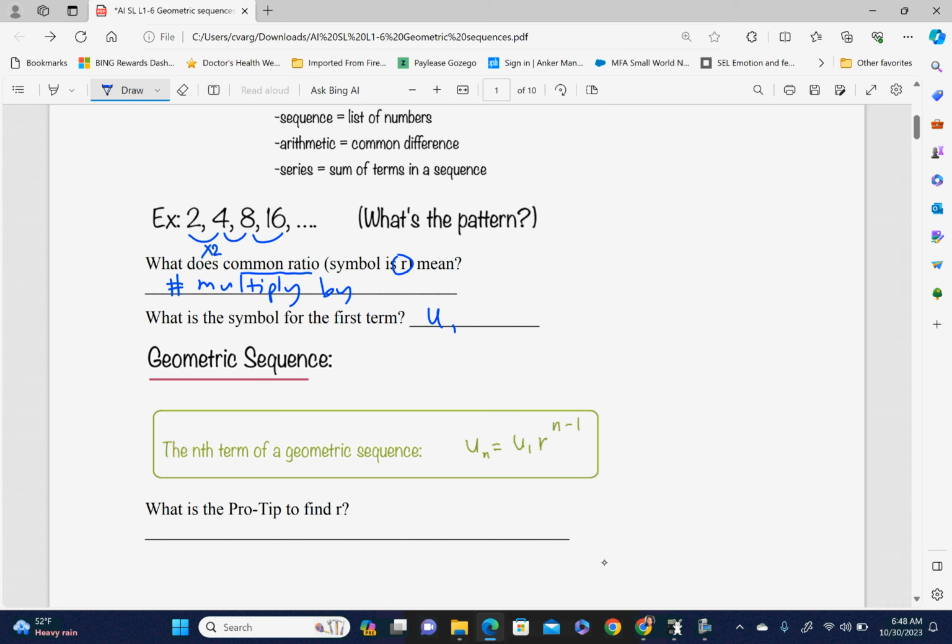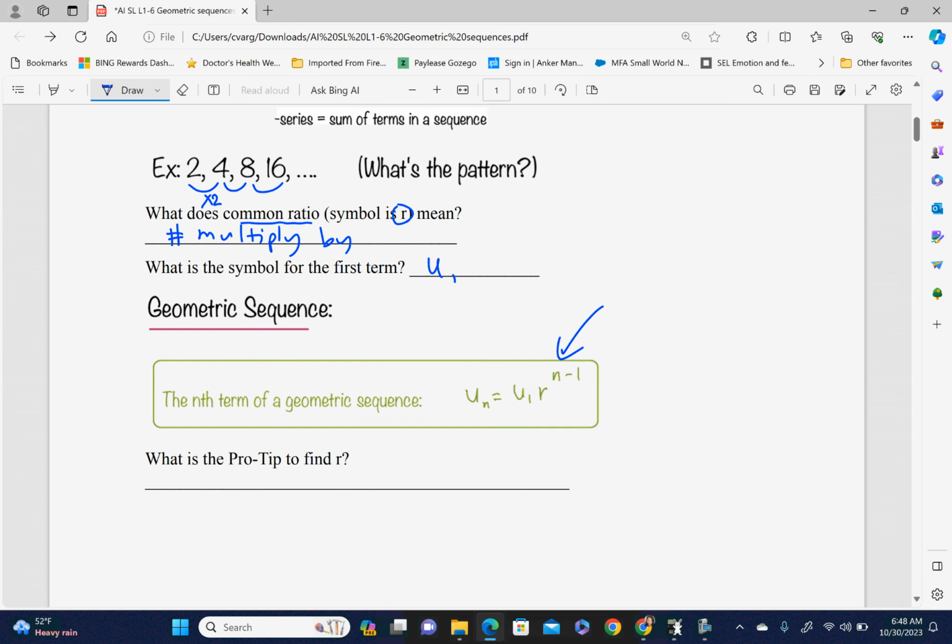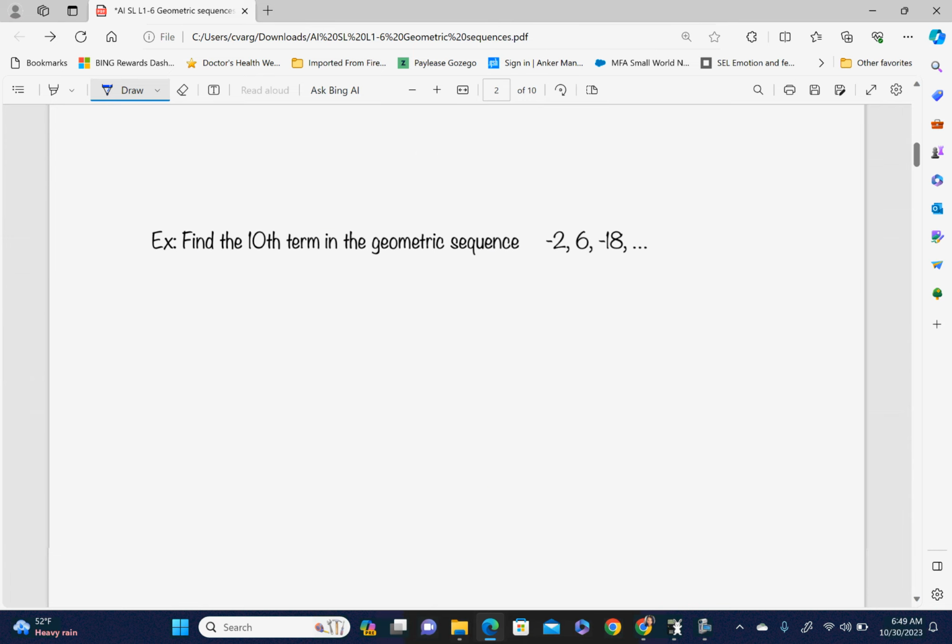So we did talk about that. This formula is in your formula booklet, so you don't need to memorize it. But here's a quick way to find R. If you can't find it easily, like this one right here is pretty easy to find. This simple way is you just take U2 and divide it by U1, and that gives you the common ratio. Okay, so 4 divided by 2 is 2. There's your common ratio.